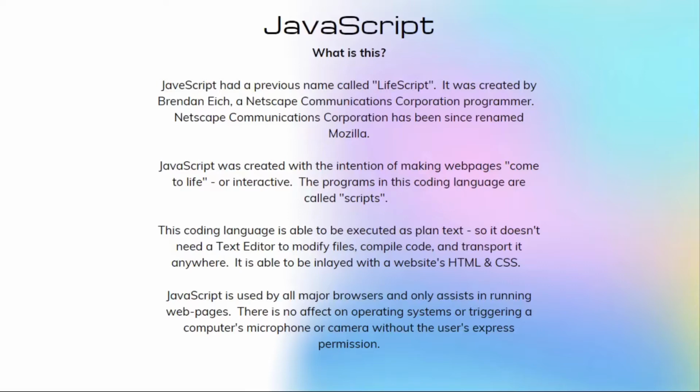JavaScript was created with the intention of making web pages more interactive and more user-friendly. The programs in this coding language are called scripts, hence the script in its name, to allow it to be differentiated from Java. This coding language is able to be executed as plain text, so a text editor is not needed to modify files and compile the code. It's able to just be inlaid with a website's HTML and CSS coding.